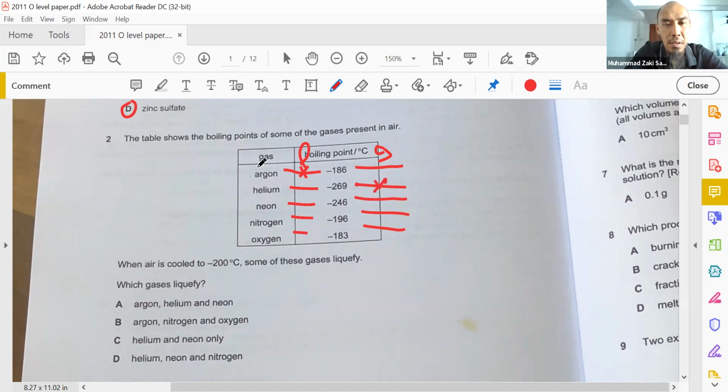So helium is not. Neon, where is -200? -200 is here. Nitrogen, where's -200 for nitrogen? Should be here. So neon and helium are out. And how about oxygen? Oxygen -200 is also here. So it should be argon, nitrogen, oxygen. Argon, nitrogen, B. Use this method to solve your question.